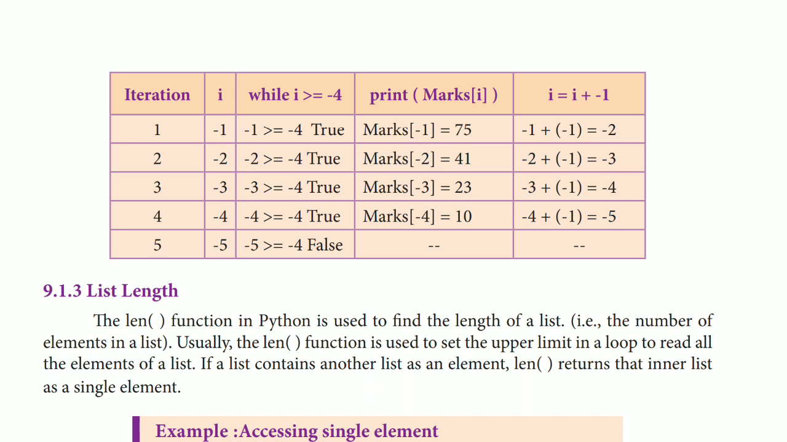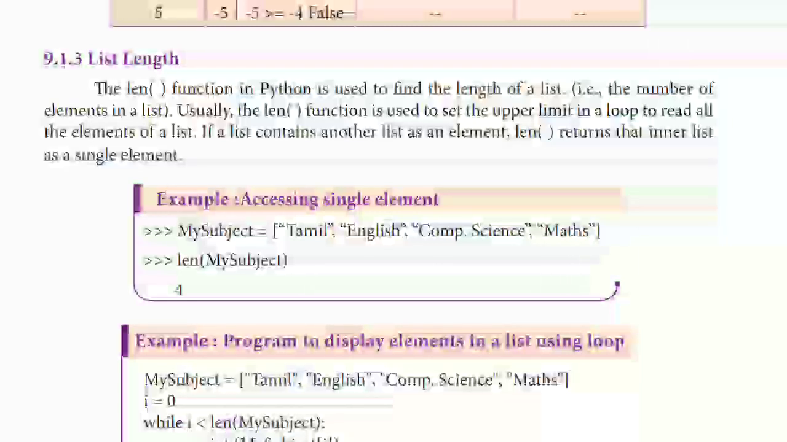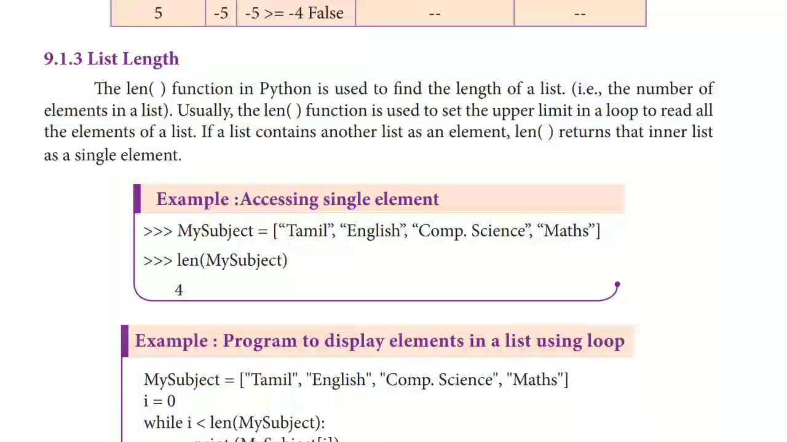Next, here you can see the length of the list. To find the length of the list, you can use the same function we saw with strings. len is the function used to find the length of a string in the previous chapter. The same function len can also be used to find the number of elements present in a list. The syntax is len, the function name, and inside the brackets you give the list name. This will return the number of elements in the list.